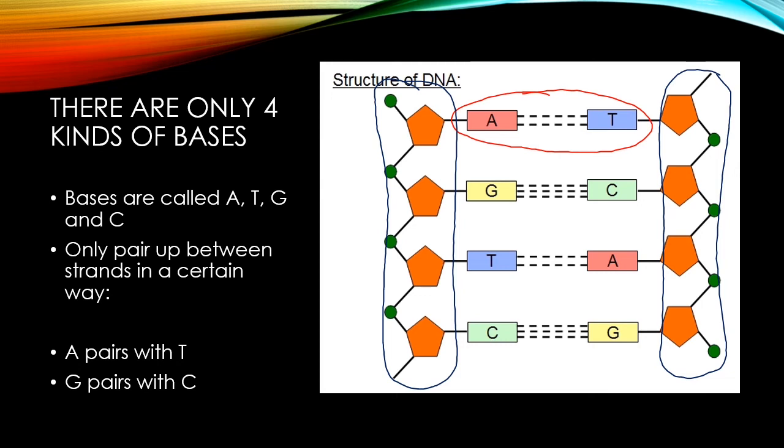We've got ones which are T, called thymine. Ones which are A, called adenine. One which is C, called cytosine, and one which is G, called guanine. So only 4 different bases.